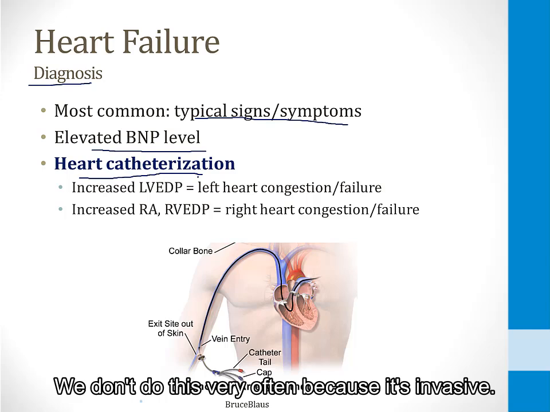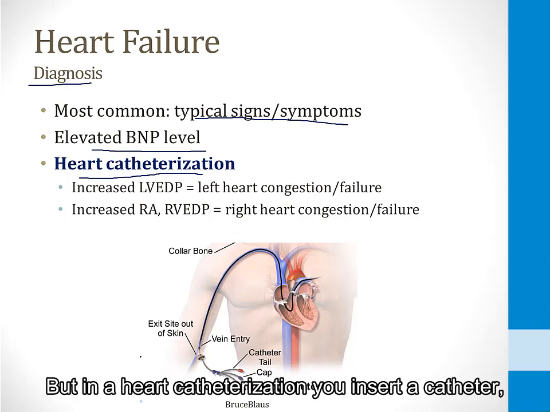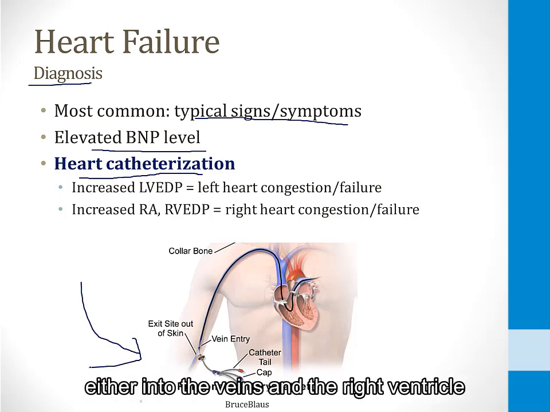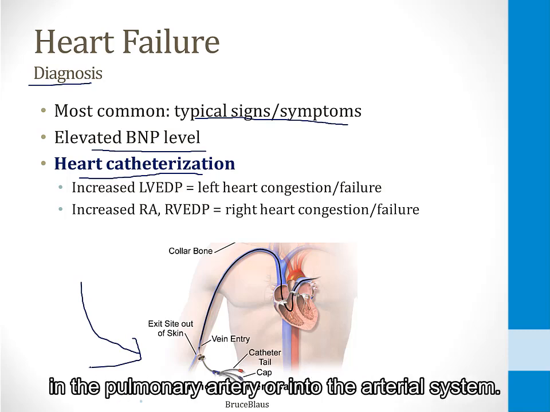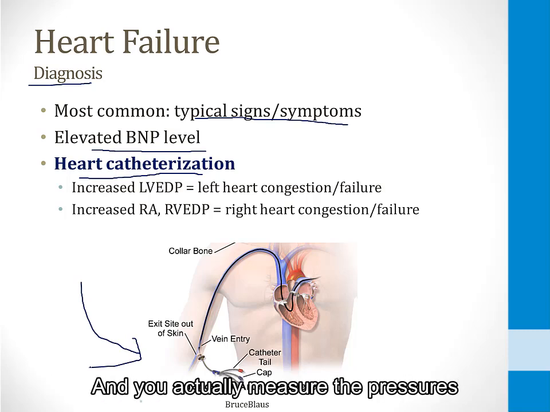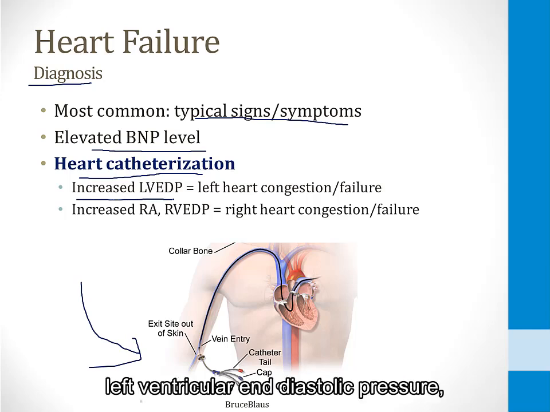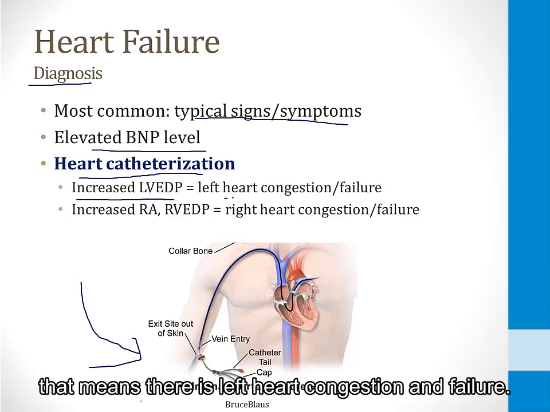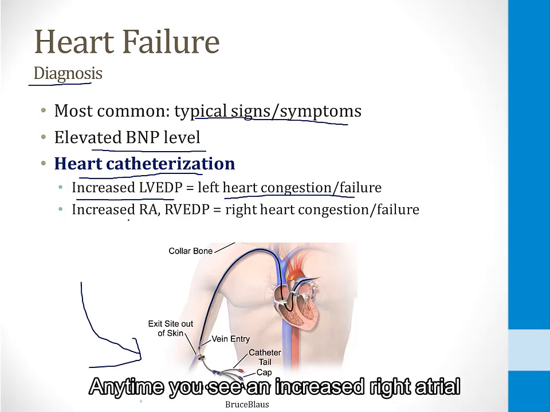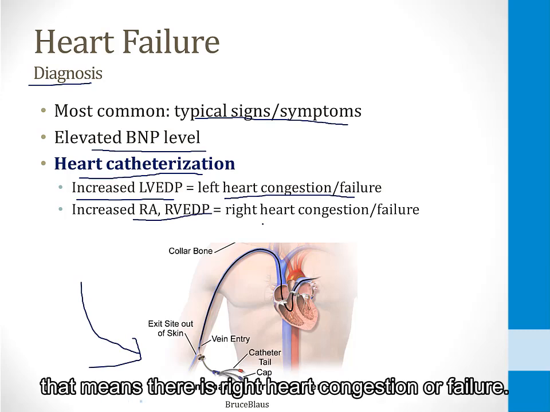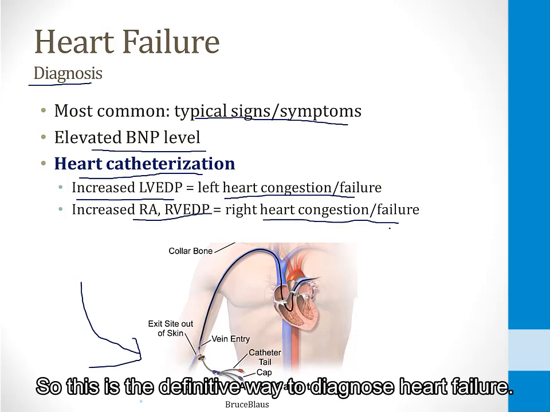We don't do this very often because it's invasive, but in a heart catheterization, you insert a catheter like is shown on the screen here, either into the veins and the right ventricle and the pulmonary artery or into the arterial system, and you actually measure the pressures in the chambers of the heart. And like I told you before, anytime you see an increased left ventricular end diastolic pressure, that means there is left heart congestion and failure. Anytime you see an increased right atrial or right ventricular end diastolic pressure, that means there is right heart congestion or failure. So this is the definitive way to diagnose heart failure.